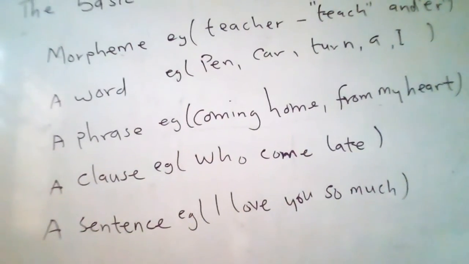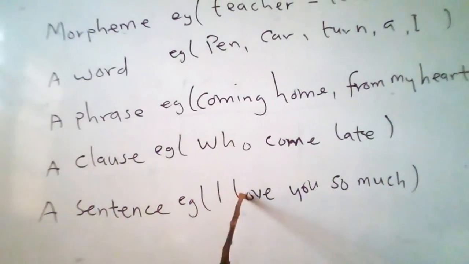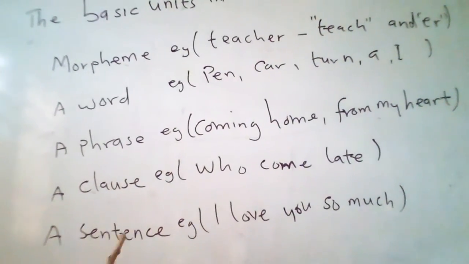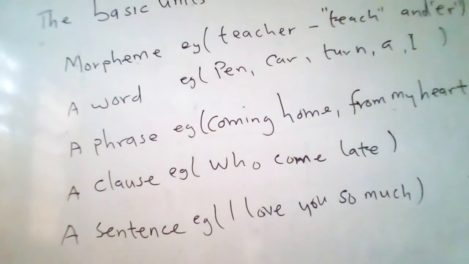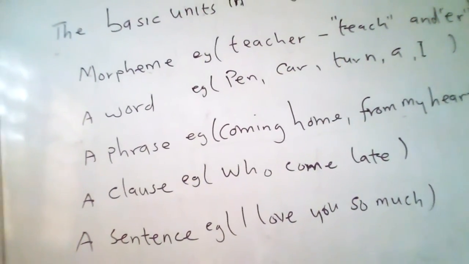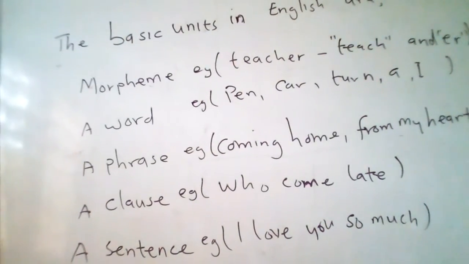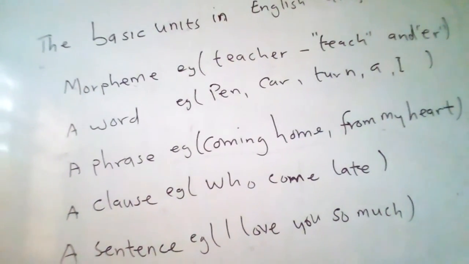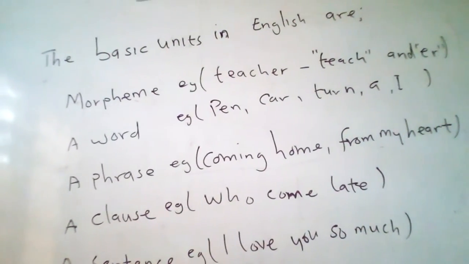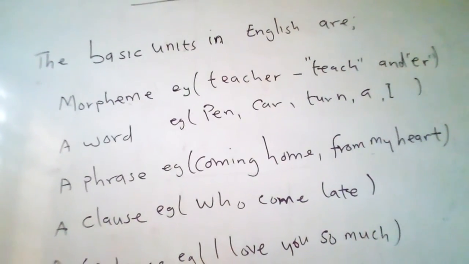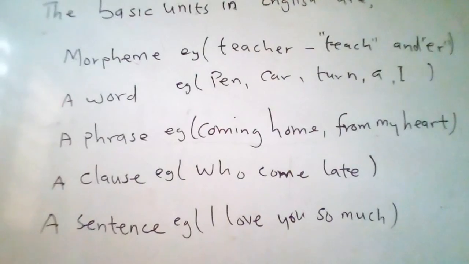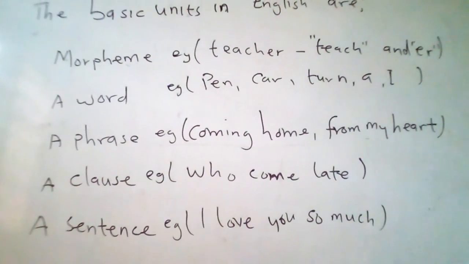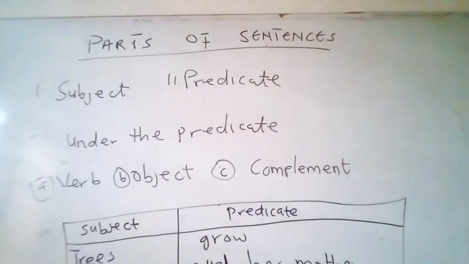So let's look at the example. I love you so much. And then we can even write our own examples. Accra is the capital of Ghana. My mother comes from Lagos. Nicholas knows how to play tennis. All these are what? Sentences. So now let's look at the structure or parts of sentences.